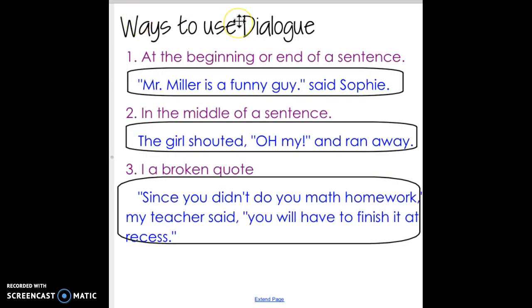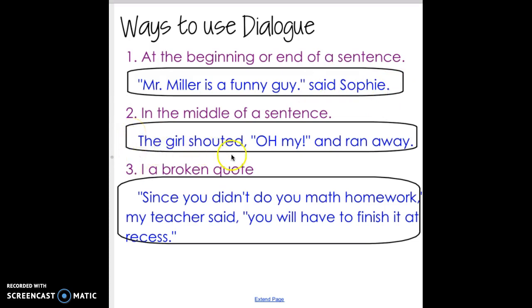So ways to use dialogue. For example, you can use dialogue at the beginning or end of a sentence. So this is just an example of how you could start a piece of dialogue at the beginning or the end of a sentence. So it says, "Mr. Miller is a funny guy," said Sophie. Okay, and notice that the punctuation is in the quotes and then after, said Sophie, to show the ending of a sentence. And then here's how you would use it in the middle of a sentence.